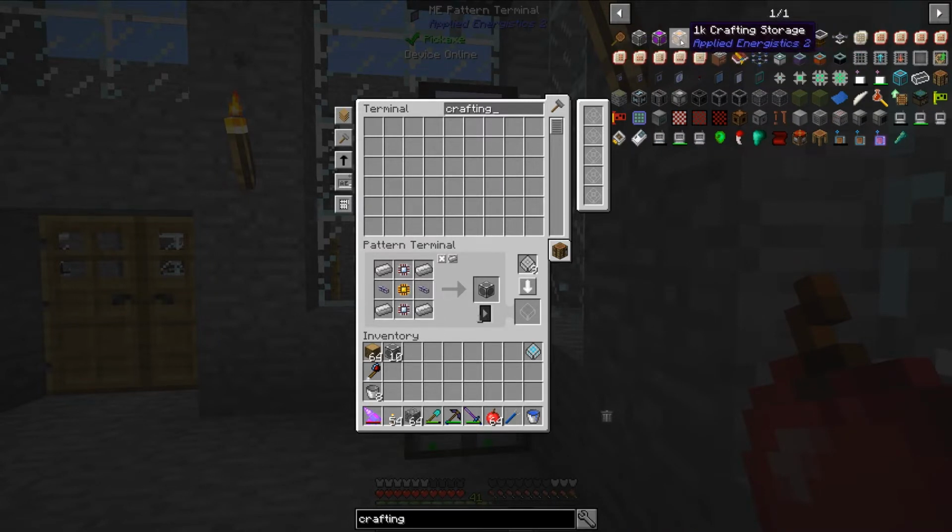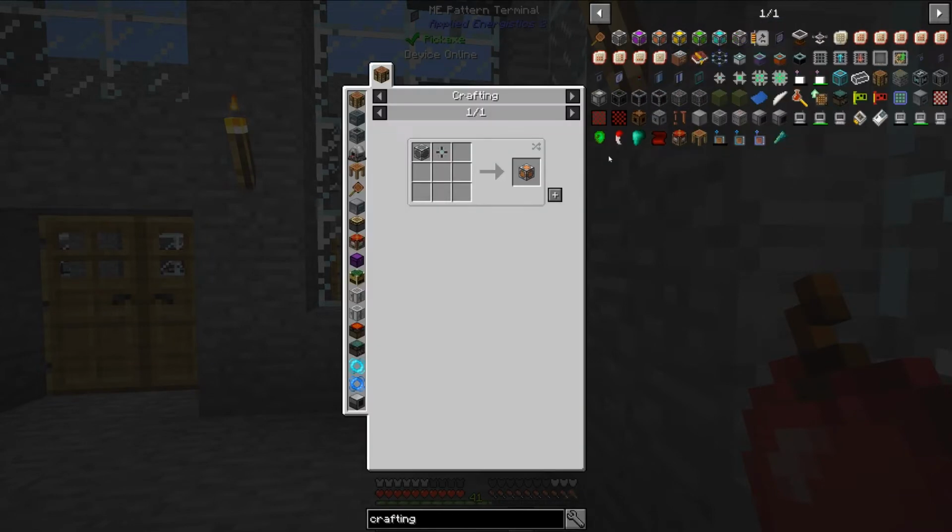Okay, so to make a crafting unit, all you need is the crafting unit, and then you need to combine that with one of the storage components to make a crafting storage. I'm not going to do the 1K. I feel like that's kind of a waste. Let's make a couple of the 4K. Let's make 4 of the 4Ks.